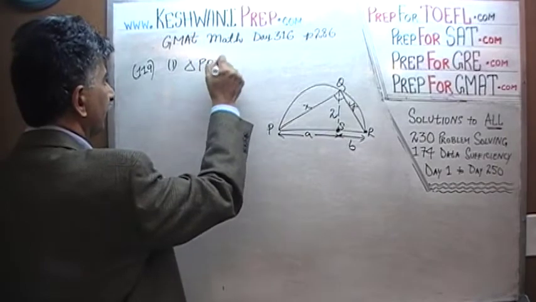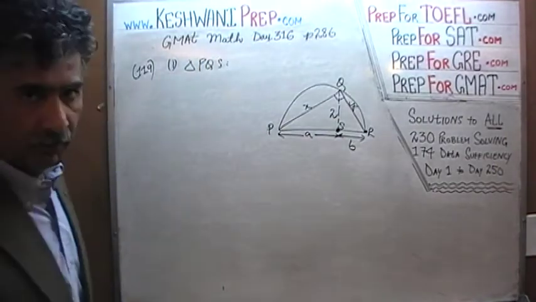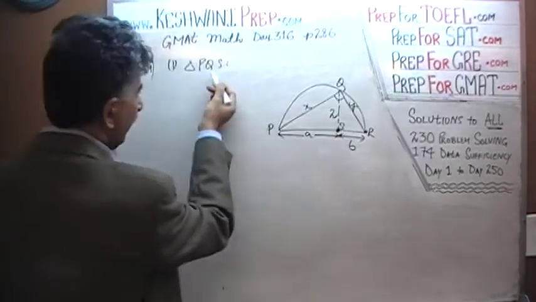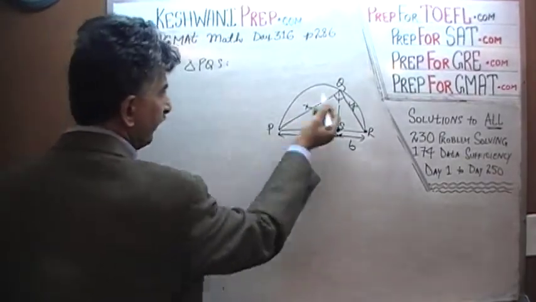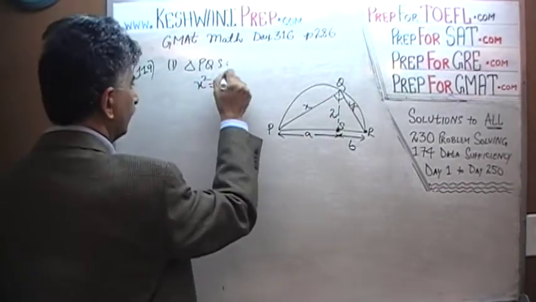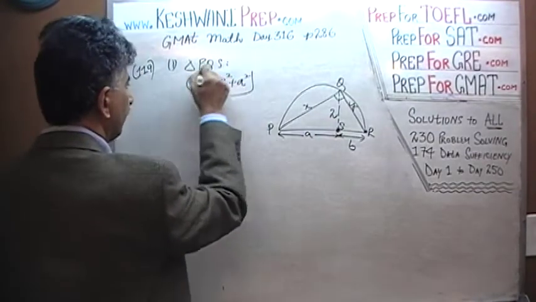Triangle PQS. I want you to look at this triangle, and we're going to pick up speed here because we've already done it, so there's no point wasting too much time. In this triangle, P to S is our hypotenuse, so x squared equals 2 squared plus a squared. Let's put this in one box.